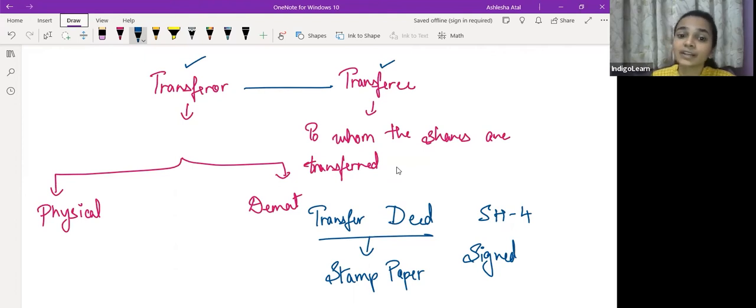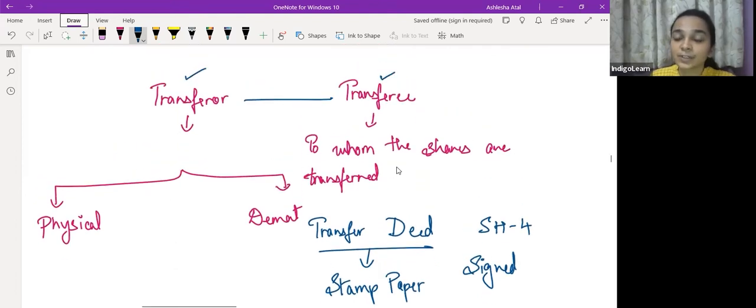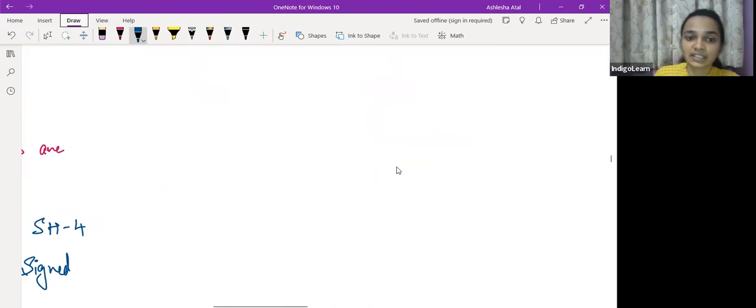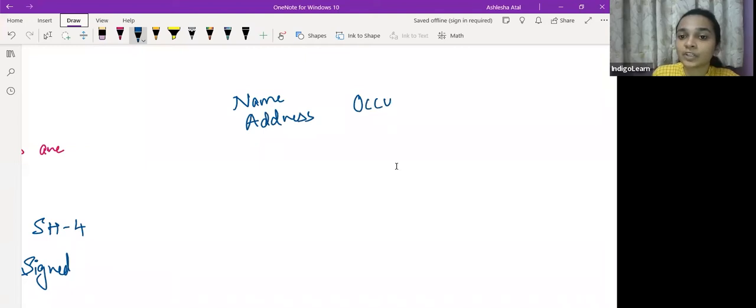Apart from it, और क्या details रहेंगे? इस transfer document में transferee के details देना पड़ेगा. Name of the transferee, to whom the shares are being transferred, the address of the transferee, and occupation of the transferee. ये तीनों डिटेल्स क्लियरली मेंशन किए जाने चाहिए इन द ट्रांसफर डीड.